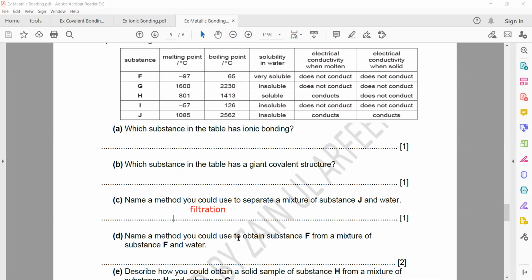Name a method you could use to obtain substance F from a mixture of F and water. How can we separate F from water? F is very soluble or soluble. How can we separate the soluble substance from water? Yeah, we can use evaporation. We remove the water by supplying heat energy, so evaporation can be used.